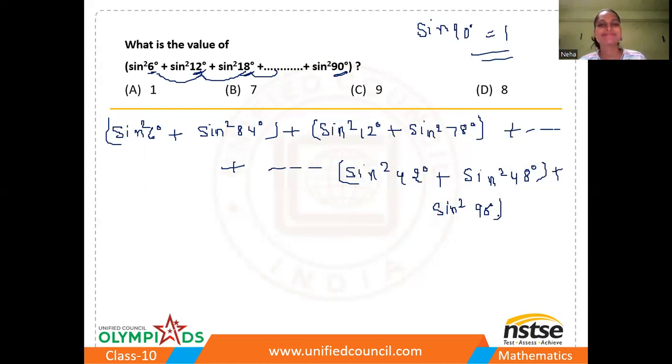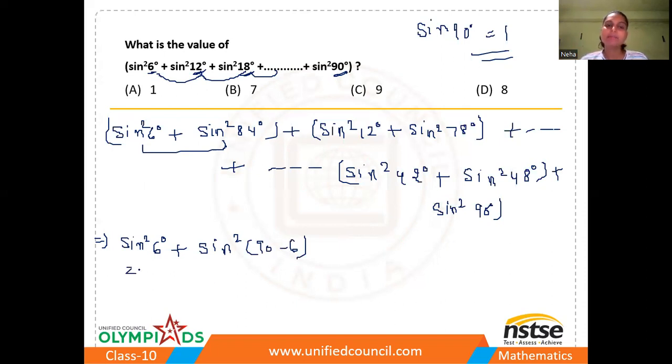Alright. So we know about the complementary angles, right? We know about the complementary angles. So let me explain for the first term only and the rest will be clear. Sine square 60 degree plus sine square 84 degree. I can write sine square 90 minus 6. Right? 84 is 90 minus 6.